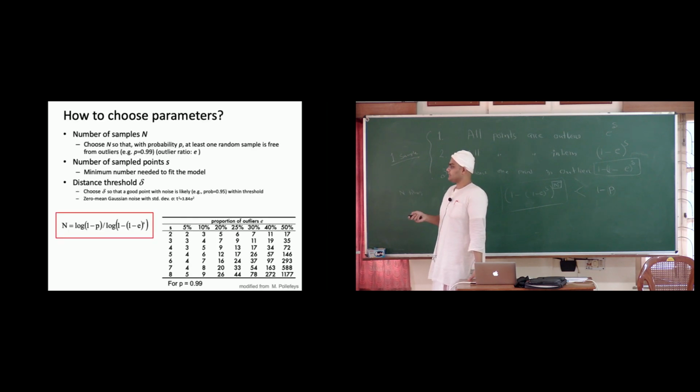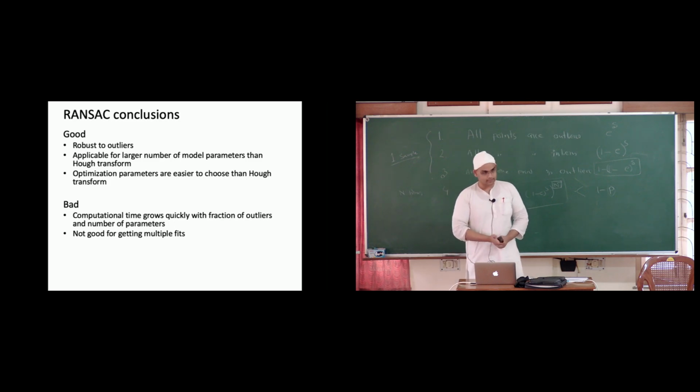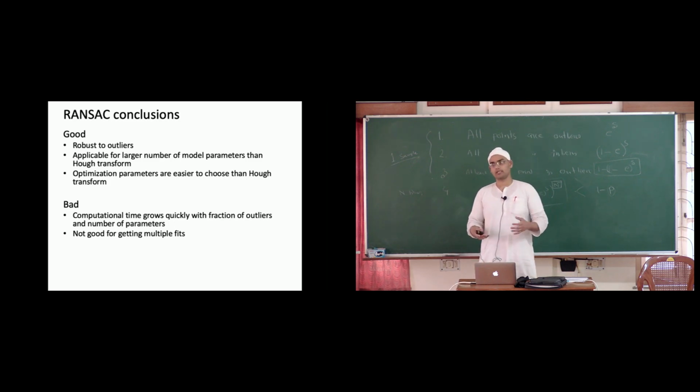As you can see here, if the outlier fraction is low, you do not need to worry much, but if the outlier fraction is high, things become very terrible with more parameters. If both the fraction of outliers and the number of parameters grow, the model performs badly. You need to take many more samples, which is computationally expensive, and it is not good for getting multiple fits. Each time you run it, you fit only one line, not multiple lines, because then the vote will get split.